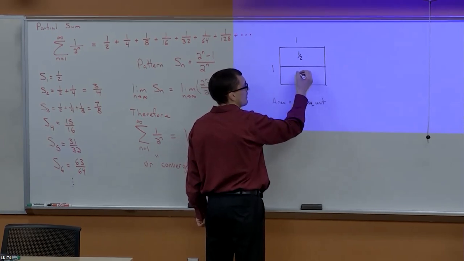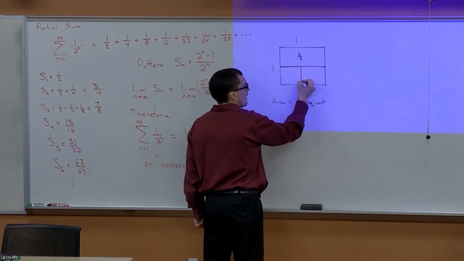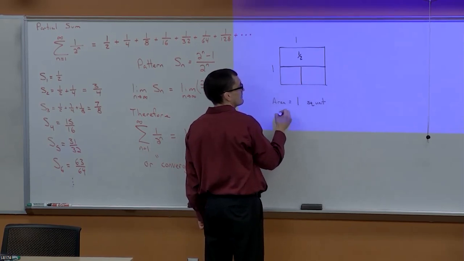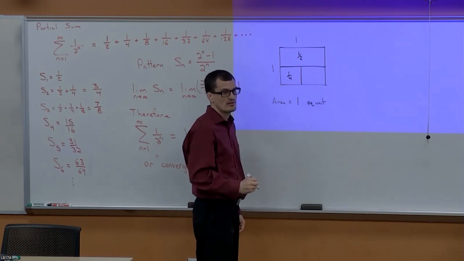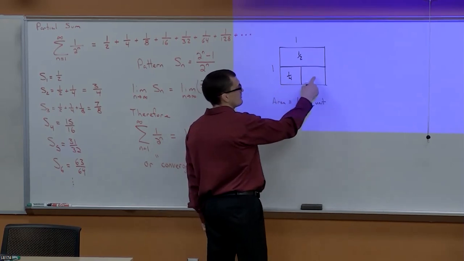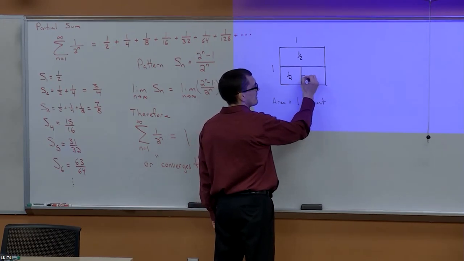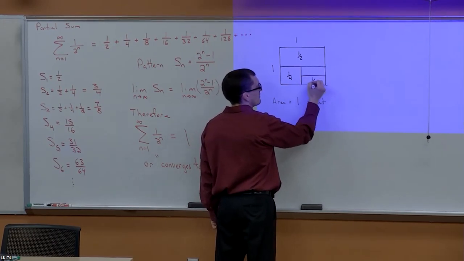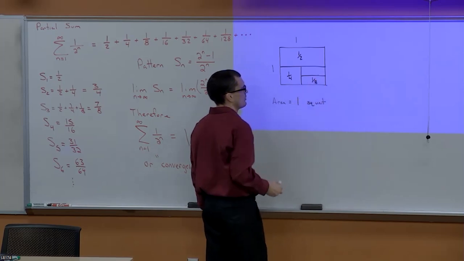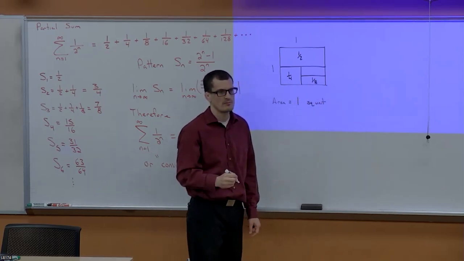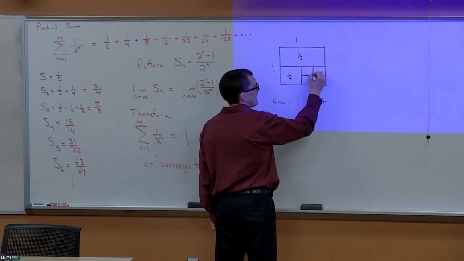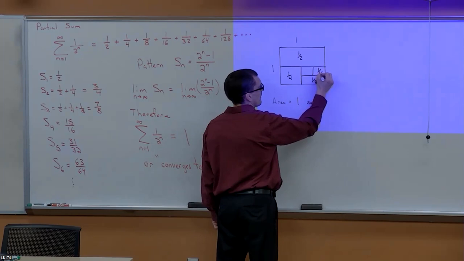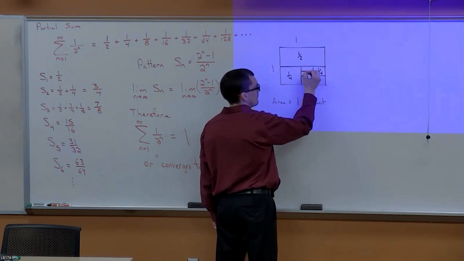Let's take the other part and cut that in half. That's a fourth. Well, let's take the leftover part and cut that in half. That's an eighth. There are multiple ways to draw this, but let's take the other leftover part and cut that in half. That's a 16th. Take the leftover part, cut it in half. That's 1 out of 32.